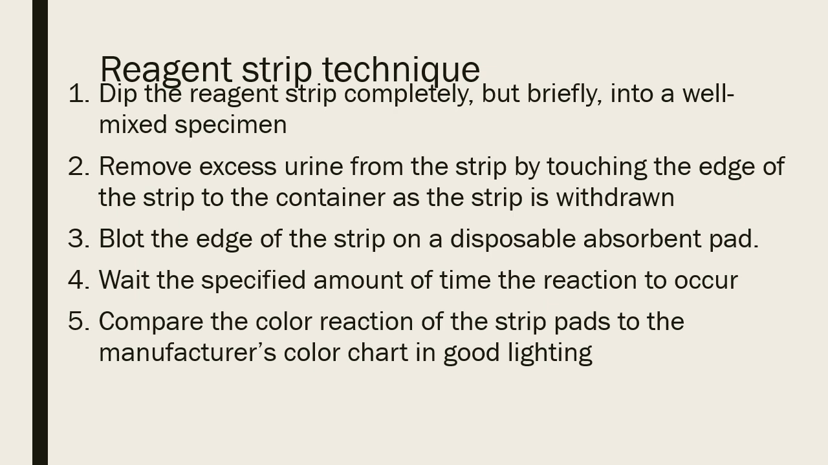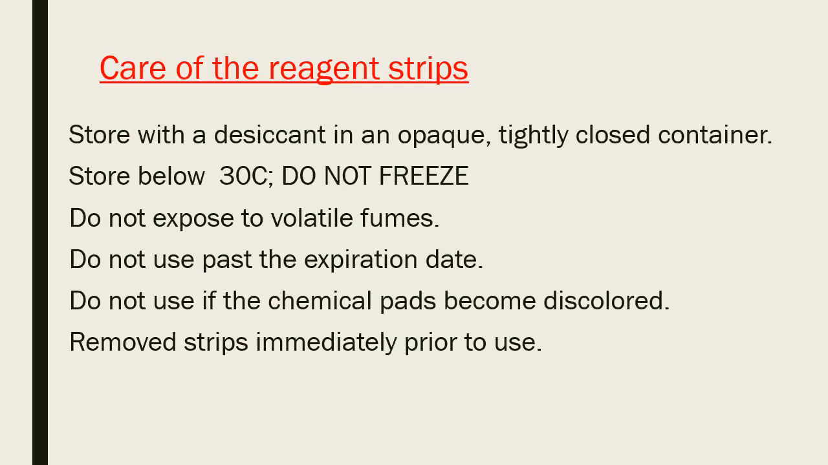Let's take a look first at your reagent strip technique. You dip the reagent strip completely but briefly into your well-mixed specimen. Remove excess urine from the strip by touching the edge of the strip to the container as the strip is withdrawn, then blot the edge of the strip on a disposable absorbent pad, and wait the specified amount of time for the reaction to occur. Then you compare the color reaction of the strip to the manufacturer's comparator block, in good lighting.